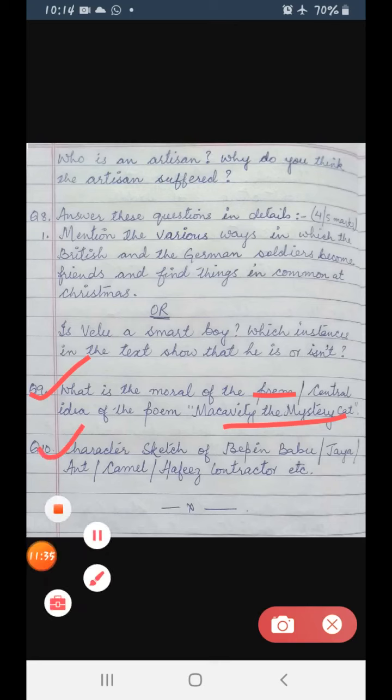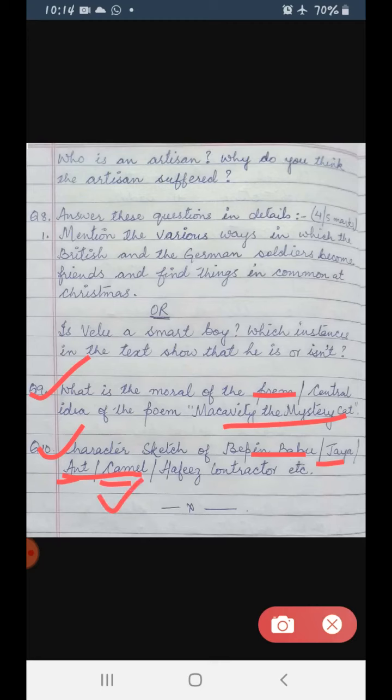Clear? Okay. Next comes question number 10. Character sketch of Bipin Babu or Jaya or ant or camel. Here in ant and camel, what do you have to write? You have to write the nature and behavior of those creatures or animals. So for the camel, you will not write the overall character of the camel. You must write according to the chapter. You cannot write just anything.